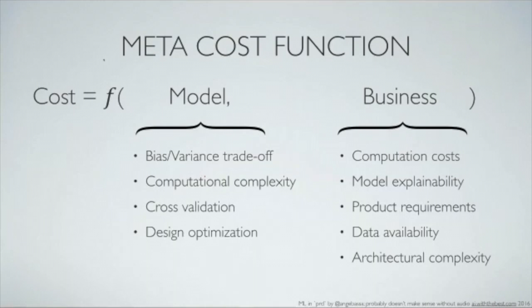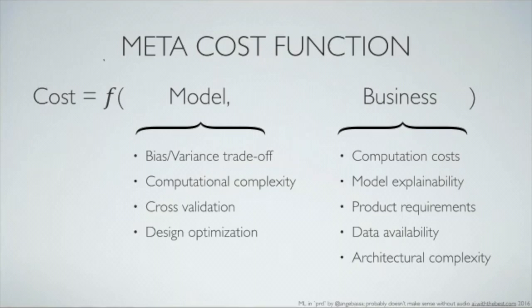So the second piece of the love is what I call the meta cost function. Usually when we're talking machine learning, we have the mathematical cost function, which is something that you're trying to optimize your model to. So you're doing your bias variance trade-off. You're talking about cross-validation or design optimization. You have your L2 norms for your linear models, or you're maximizing margins for your SVMs.